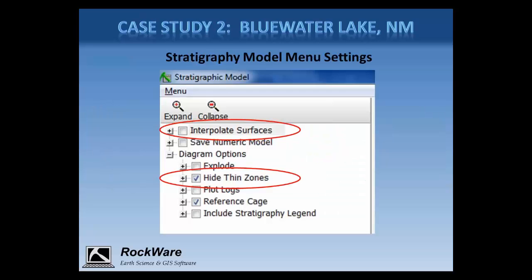And I want to mention again that when building a model using grids that you've created outside of the Borehole Manager, it's very important that the Interpolate Surface option is checked off. This is circled in the image above. This setting tells the program to look in the project directory for the appropriately named grids rather than interpolating them from the data stored in the Borehole database. Also, checking on the hide thin zones option will render the units transparent in areas where the elevation is the same for both the top and the base grids.